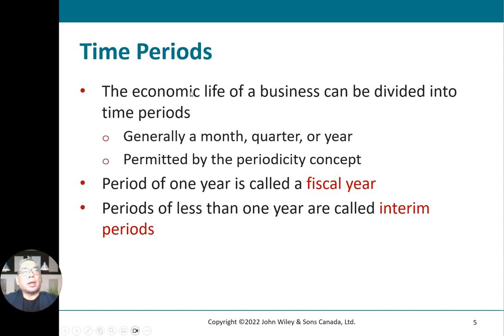Time periods. The economic life of a business can be divided into time periods, generally a month, a quarter, or a year, as permitted by the periodicity concept. A period of one year is called a fiscal year. Periods of less than one year are called interim periods. In terms of reporting, it's different. For example, the common basis is January to December. Some companies use July to June, some start from August to July. So it depends, but the most common one here in North America is January to December.